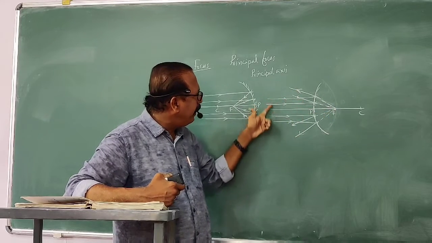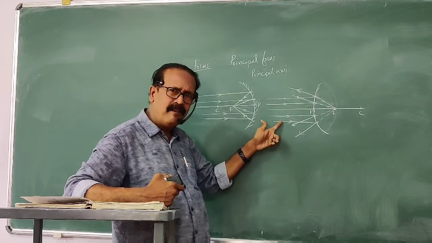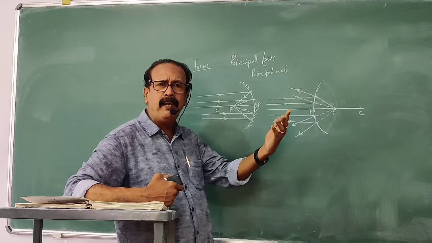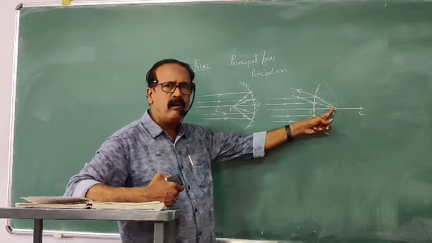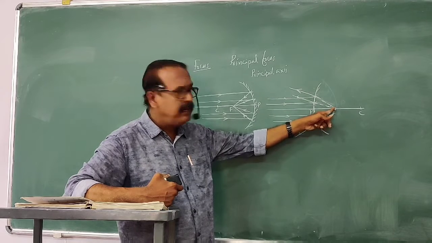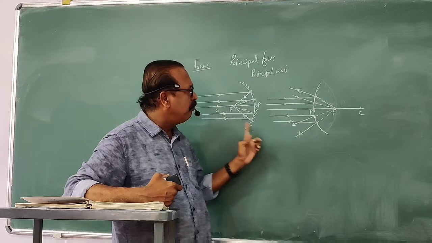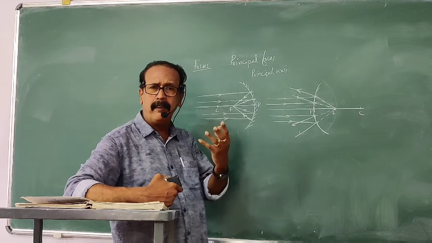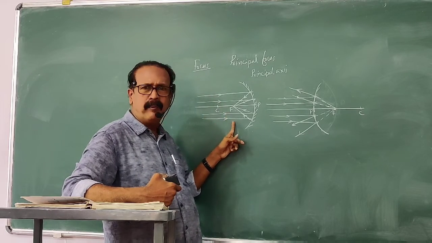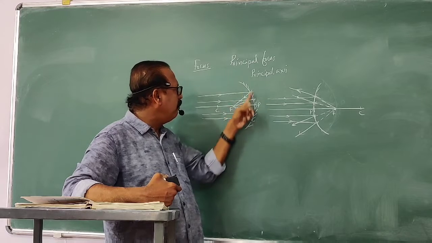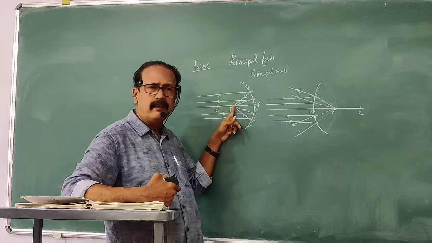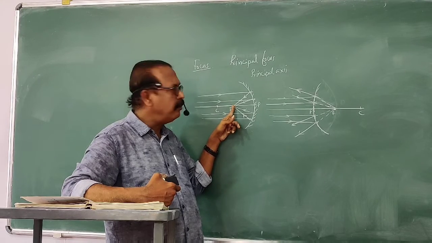So once again, a parallel beam of light close to the principal axis, after reflection from the convex mirror, appears to diverge from a point behind the mirror. This point is called the principal focus of a convex mirror; it is a virtual focus. Now let us explain the focus of both the mirrors combined together. A narrow parallel beam of light close to the principal axis, after reflection from the concave mirror, converges to a point on the principal axis. This point is called the principal focus of a concave mirror.